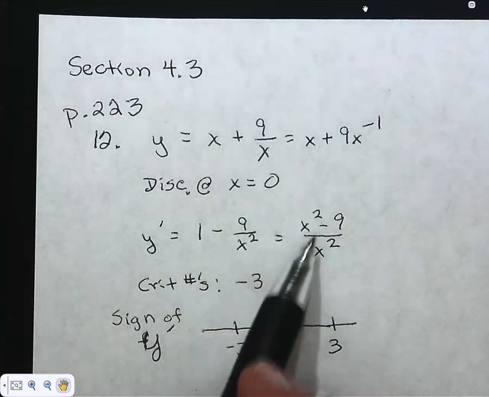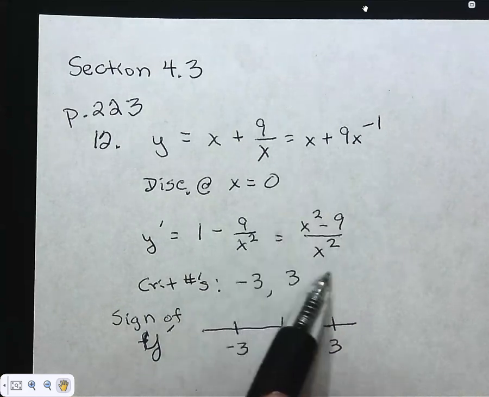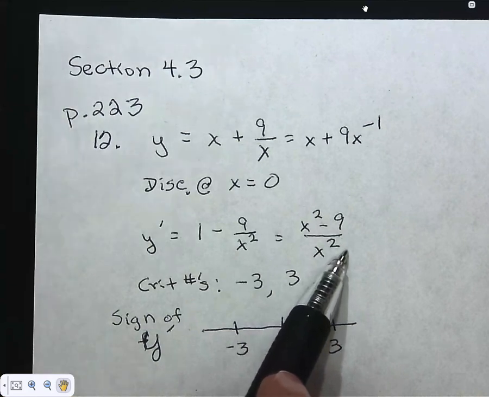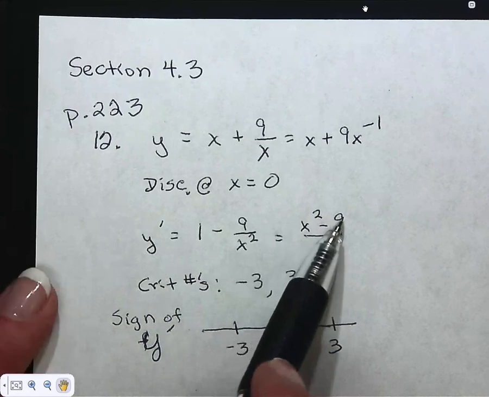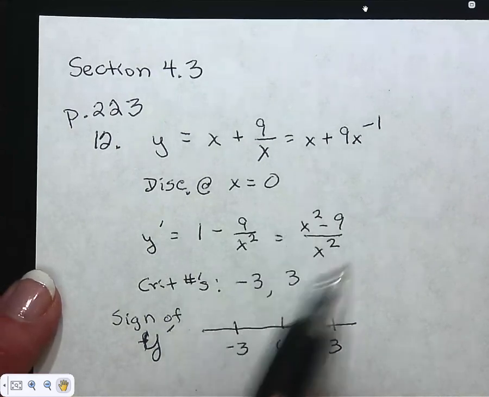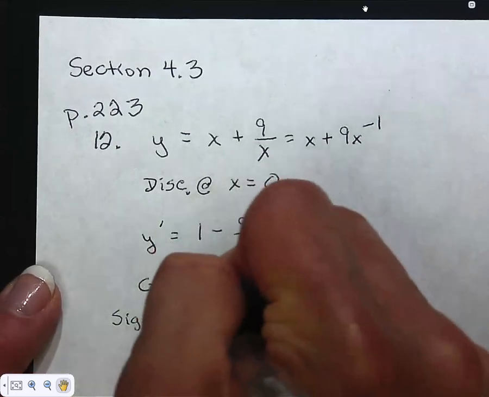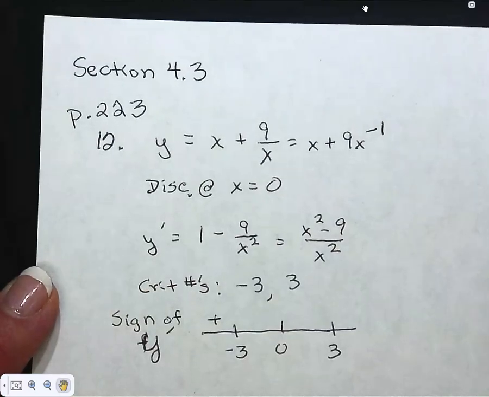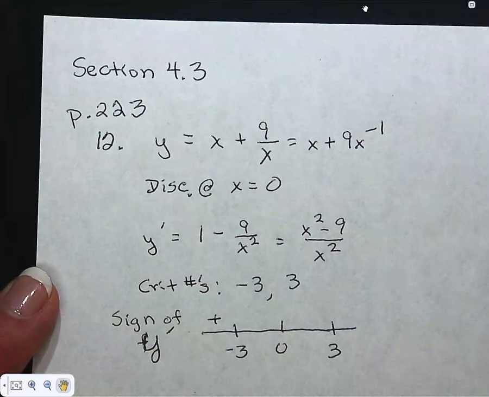If I let x be negative 4, would the derivative be positive or negative? Yeah, and I really don't care what it is. I just want to know if it's positive or negative. So if I let x be negative 4, that would be a positive over a positive, and a positive over a positive is positive. What's your favorite number between negative 3 and 0?